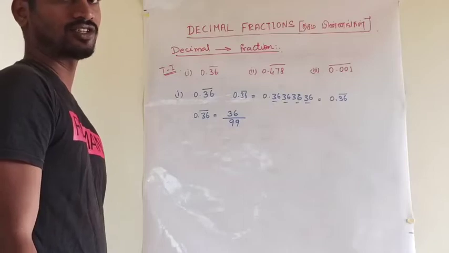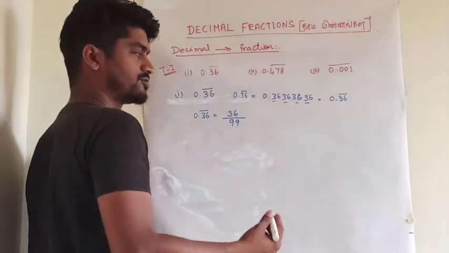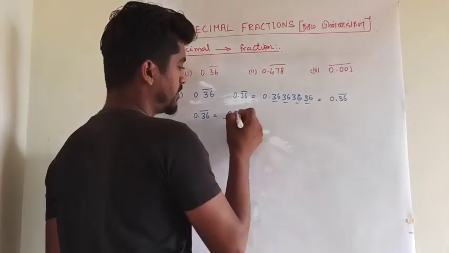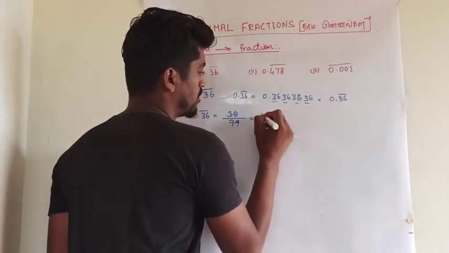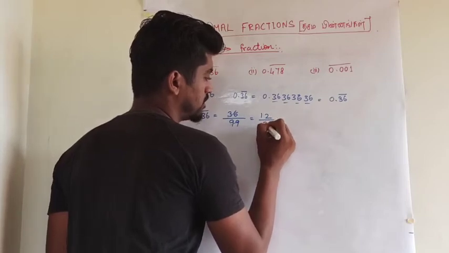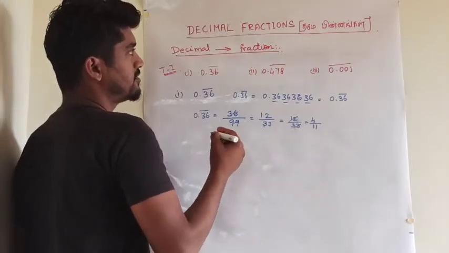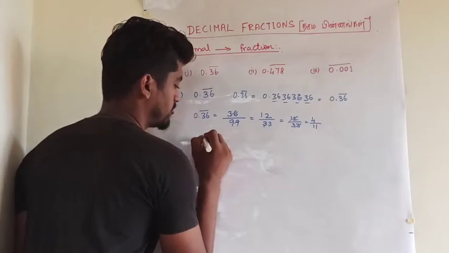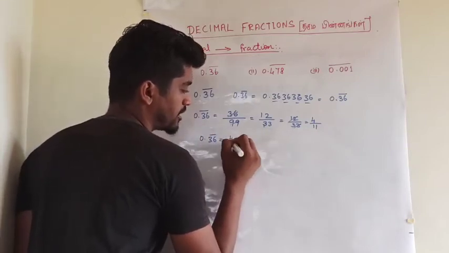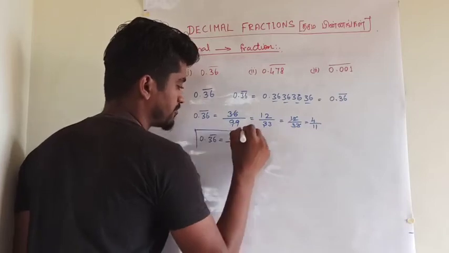That's it. This is a short form to convert the decimal into fractional value. It may simplify by 3, 1, 3. The fractional form of the decimal number 0.36 bar is, it may be written as 4 by 11.